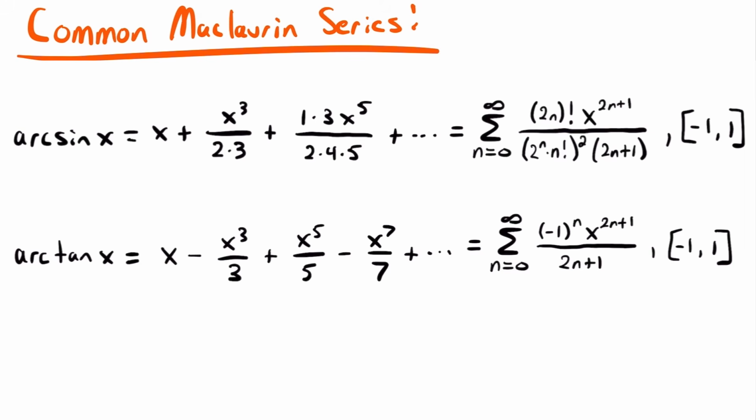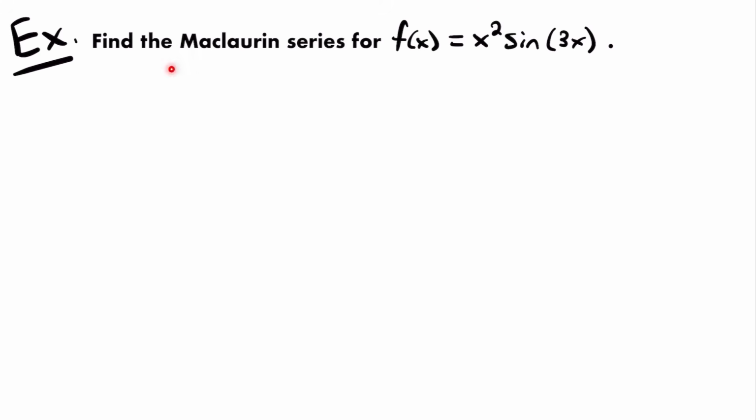Okay, so those are just some common Maclaurin series that you might want to take a note of because they're going to be helpful in representing functions similar to the functions on this list as Maclaurin series. And so let's take a look at one example of what I mean before we end this lesson. All right, so here's our last example. We want to find the Maclaurin series for f of x is equal to x squared times sine of 3x.